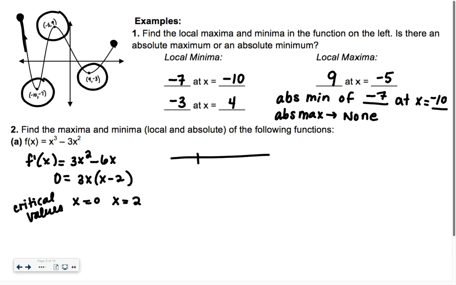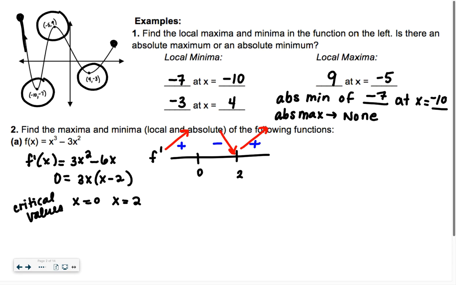So if I put my critical values on my number line, 0 and 2, and then I test in my first derivative, I can decide if my graph is going up, down, up. If I try -1 in here, I'd have a -3 times a negative number, and negative times negative is a positive. Then if I try 1 in the first derivative, I'd have 3 times 1 is positive, 1 minus 2 is negative, positive times negative is a negative. And same thing with 2, so it's going to be positive. So this graph is going up, down, and then up. Okay.